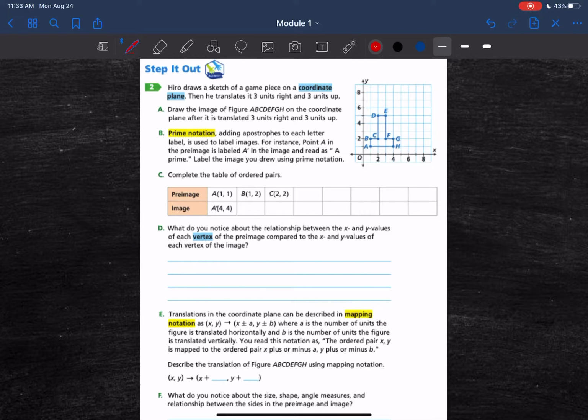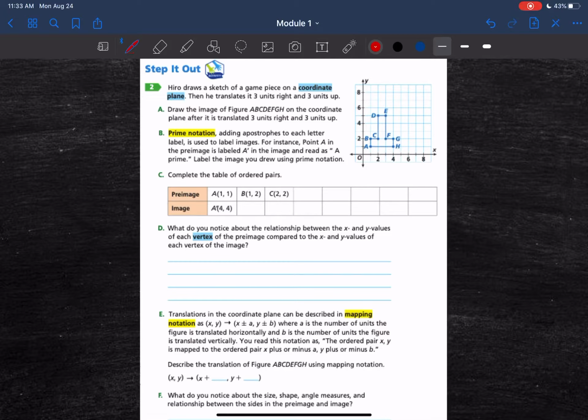Hiro draws a sketch of a game piece on a coordinate plane. Then he translates it 3 units right and 3 units up. What we have on the coordinate plane currently is called the pre-image. We need to, using prime notation, apply a translation of 3 units right, 3 units up to this game piece and record what the image would look like.